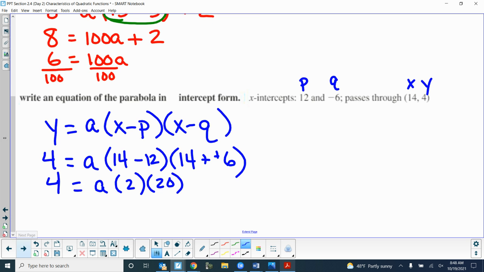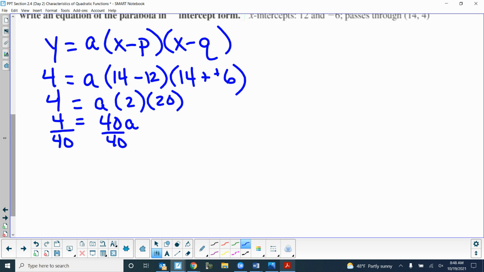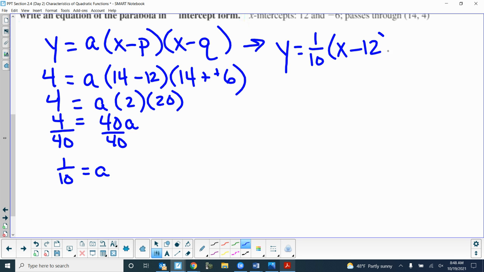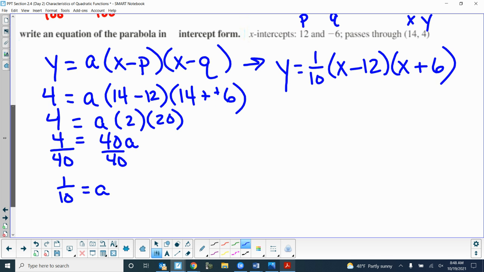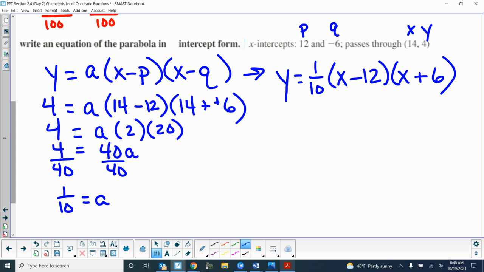Right? What is 2 times 20? 40. So this is 40A equals 4. And divide by 40, that reduces to 1/10, doesn't it? So that's my A value. Or you could put 0.1. All right, so my equation then is y equals 1/10 for A, x minus p, and x minus q, which q, remember, was negative 6, so it's minus a negative, that's why it's plus 6.